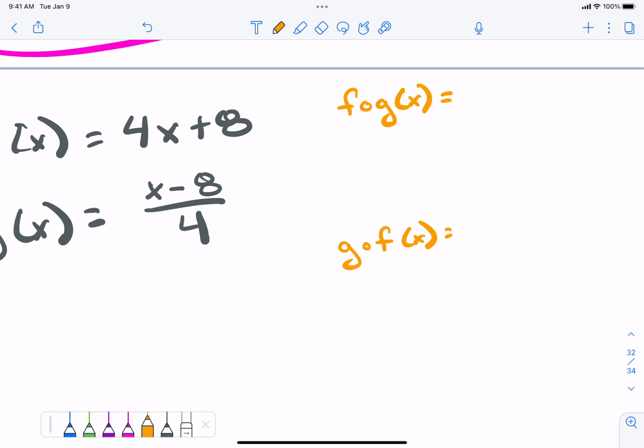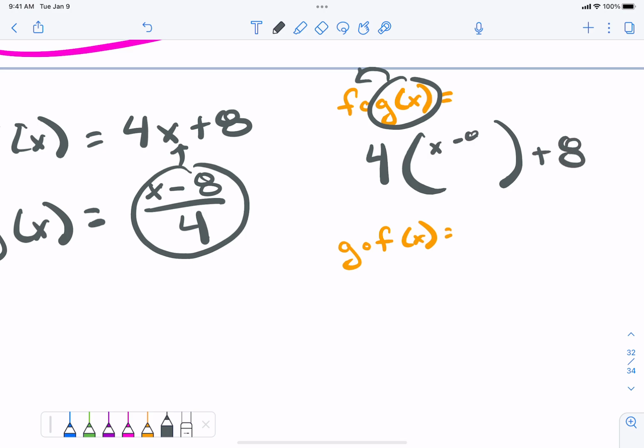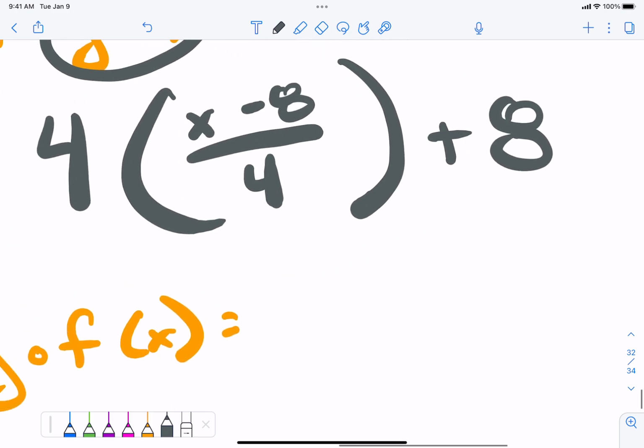Stick them in. F composed of G, G composed of F. F composed of G, we're sticking G into F. This guy is G. We're sticking him right there. So instead of 4x plus 8... Toby, sit down. Okay? We're doing that. All right, then we want to simplify.